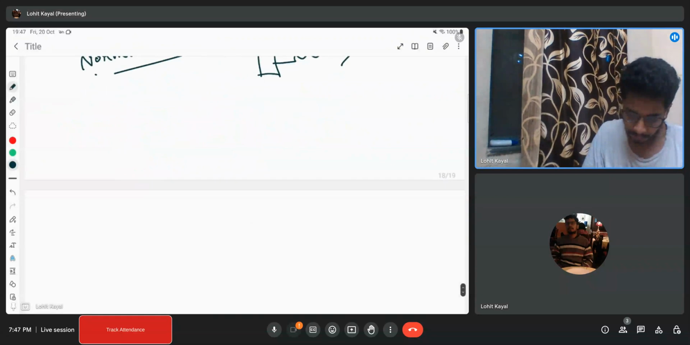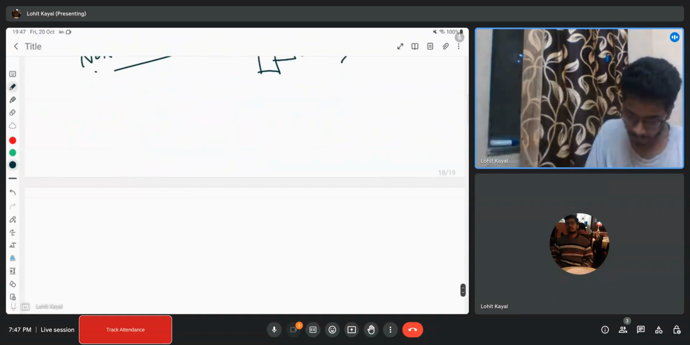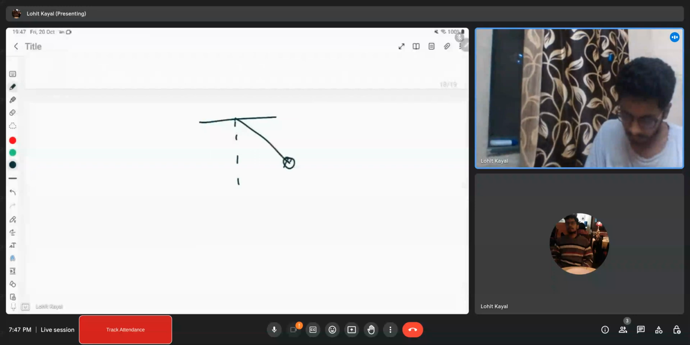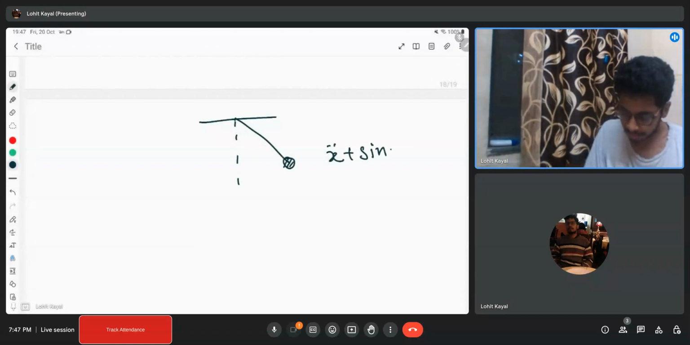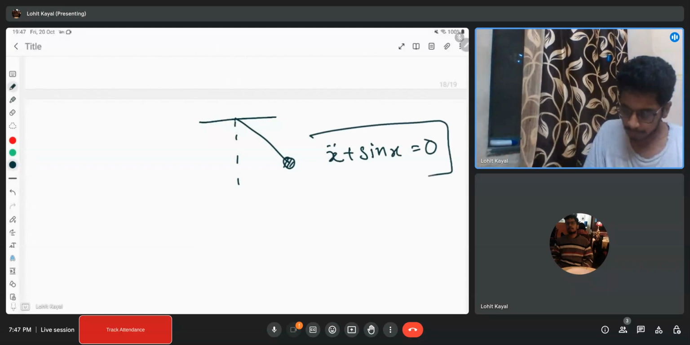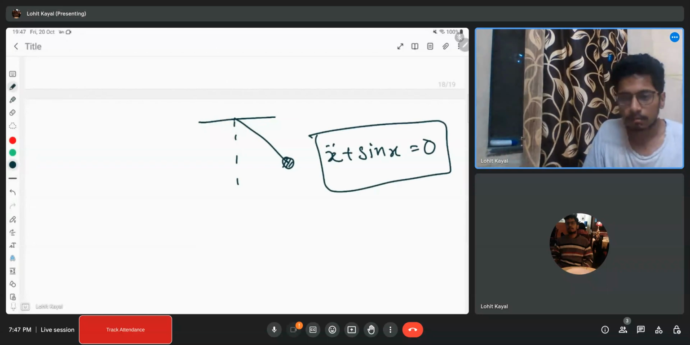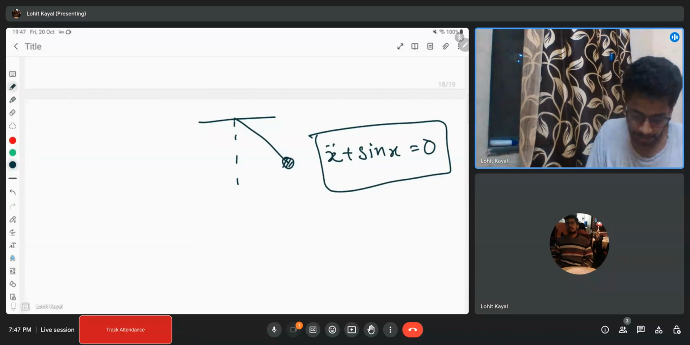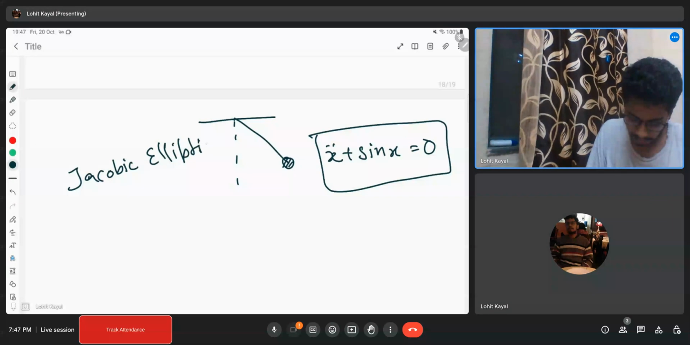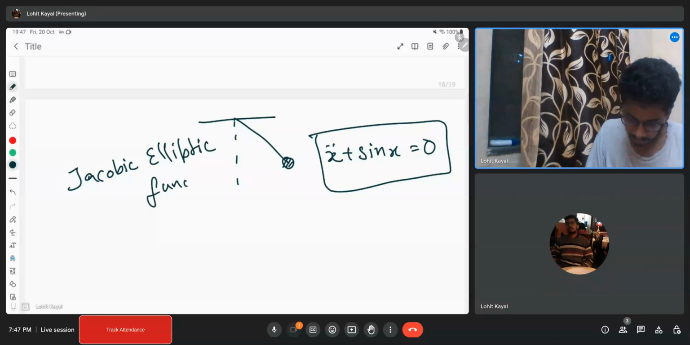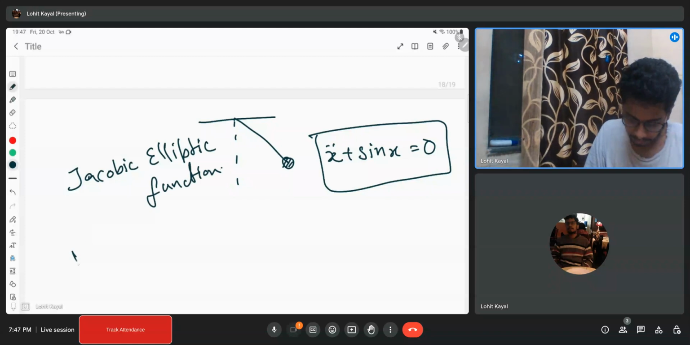We have also solved the complete pendulum equation, the governing equation of this kind, x double dot plus sin x is equal to 0. We have solved this using the Jacobi elliptic function, as well as using the perturbation technique.